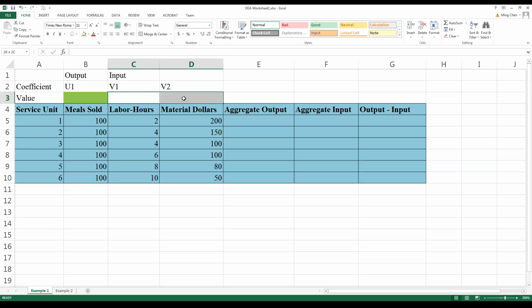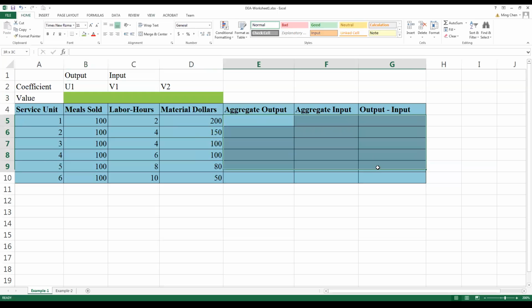Then underneath V1 and V2, I need to figure out the values for V1 and V2. I highlight them in green. So these 3 numbers are the numbers I need to determine. What is the coefficient value for U1? What is the coefficient value for V1 and V2 so that we can combine different inputs and outputs into a single one? Once you set up the table like this, we can fill the rest of the table.